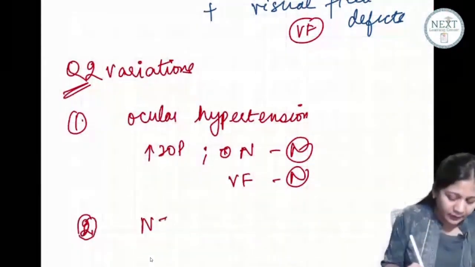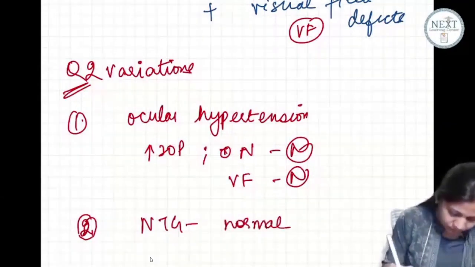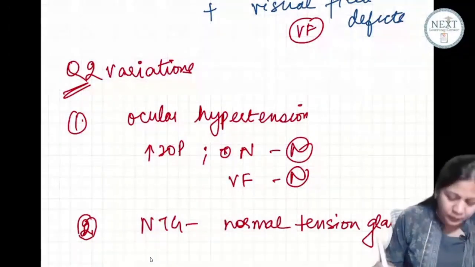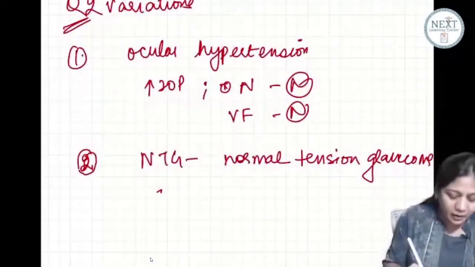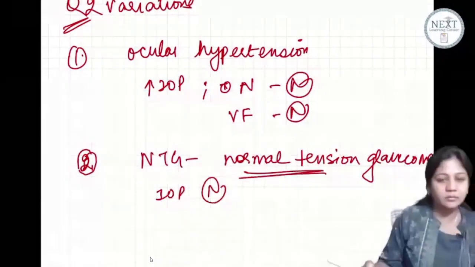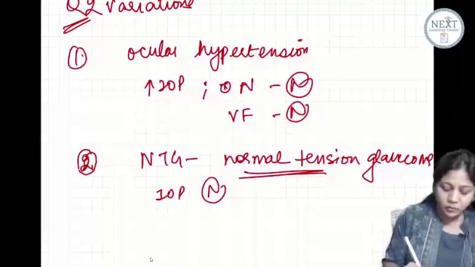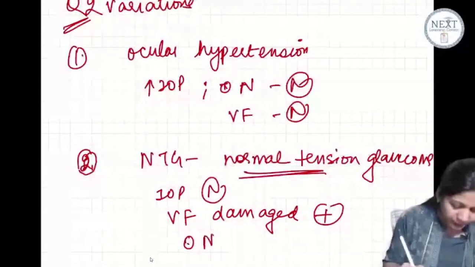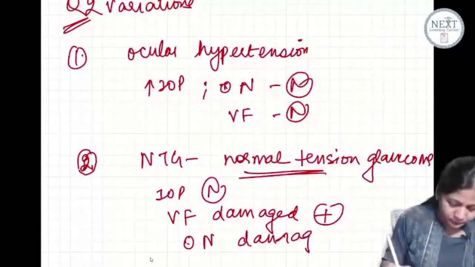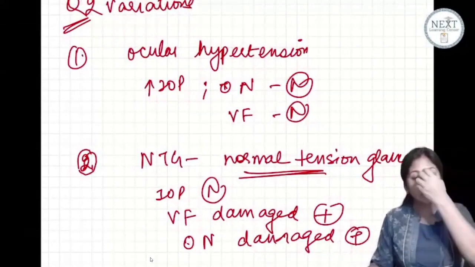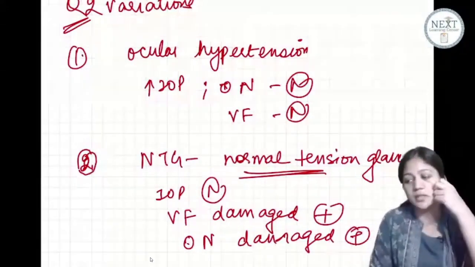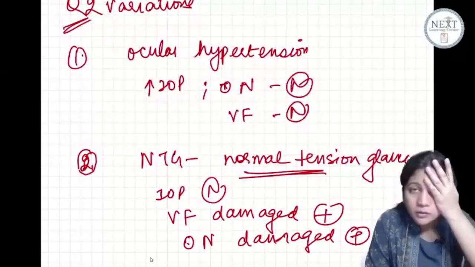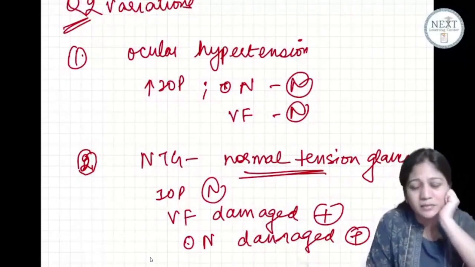The second one is NTG. What is NTG? Normal tension glaucoma. Normal tension glaucoma means that the IOP is normal, tension is normal, but still glaucoma. तो क्या है? विजुअल फील्ड भी डैमेज्ड है और ऑप्टिक नर्व भी डैमेज्ड है. Though the pressure is normal, but still your optic nerve is damaged, your visual field is also damaged. ठीक है? It may take years for optic nerve damage. It may be a chronic change or it may be acute change also. We will read.